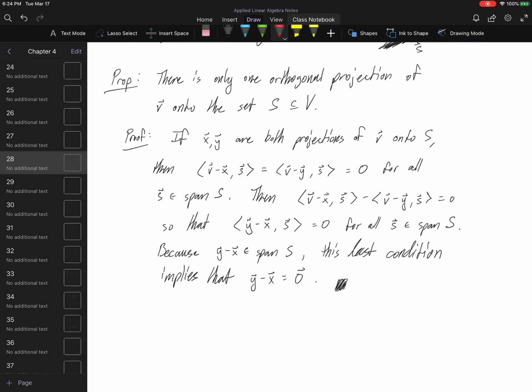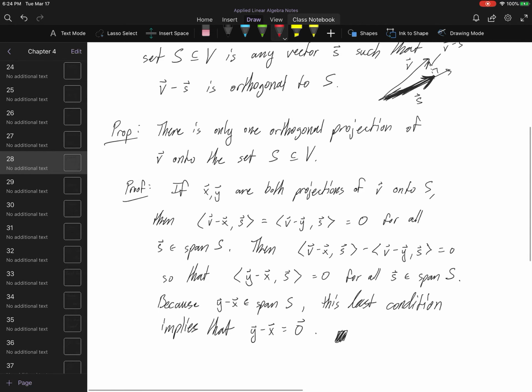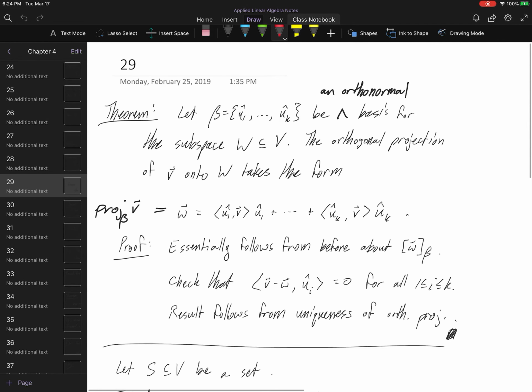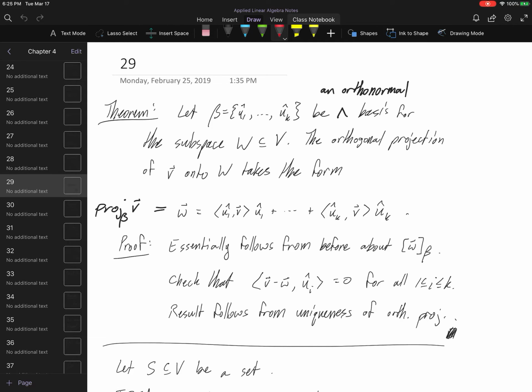So there is but one orthogonal projection of a vector onto a set. Okay, so let's go to the top of the page here. Let's go ahead and stop the video after the next theorem. But the idea of this theorem is to say that if I have an orthonormal basis for a subspace W in an inner product space V, then the orthogonal projection of V onto W takes a very specific form.